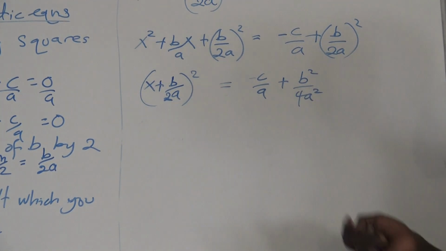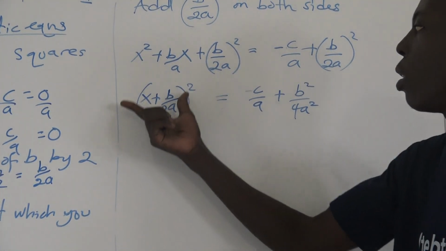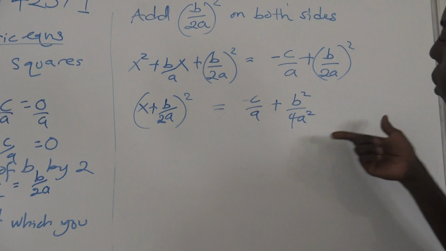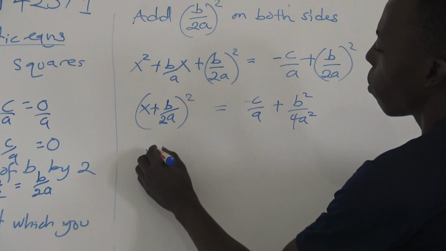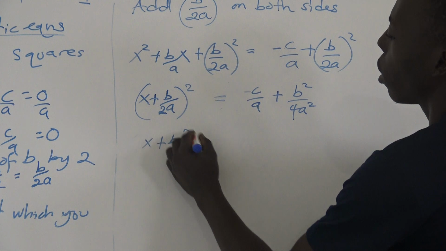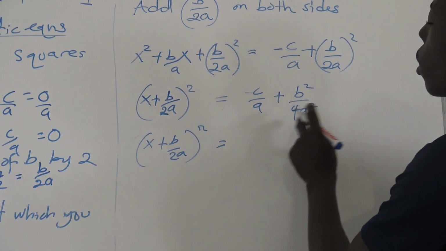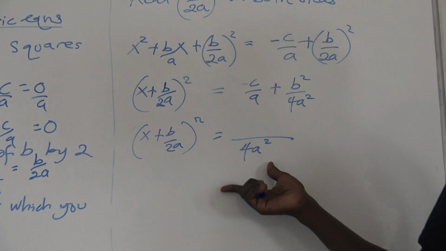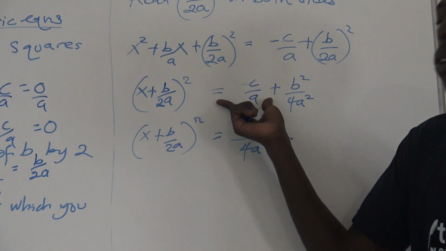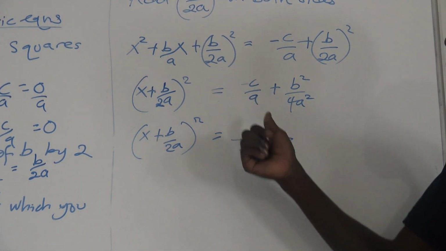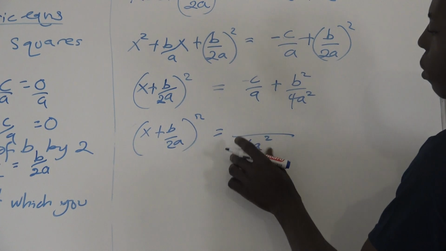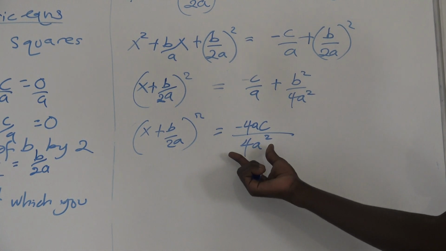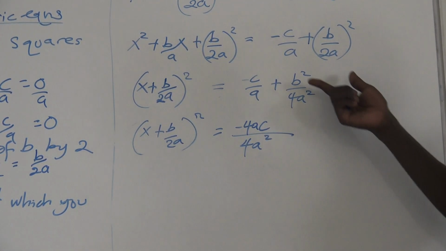When you square this one, don't open the brackets, leave it like that. You first deal with this side, so it becomes x plus b out of 2a, the whole thing squared, which will give us, get the LCM, which is 4a squared. This one divided by this, you get b, 4a, because 1a will cancel, which becomes 4a times this, which is negative 4ac.